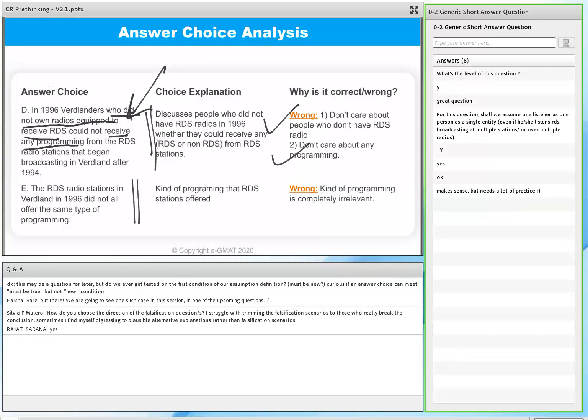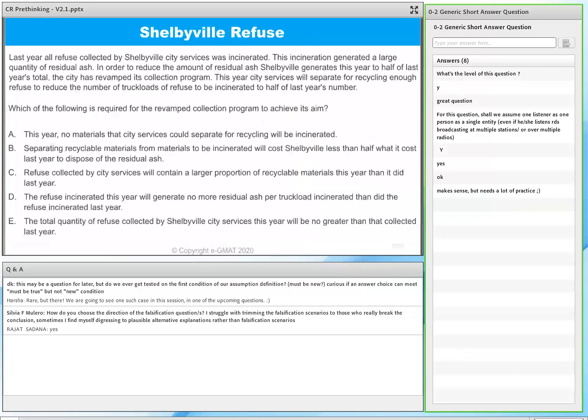That's another good question. For this question, shall we assume one listener is a single person, even though they may listen to multiple RDS programs? Yes, in the context of this conclusion, it's about the number of people who are receiving RDS programming. It's not about how much RDS programming they consume. Type of RDS programming doesn't make a difference. Now let's go to this next question.